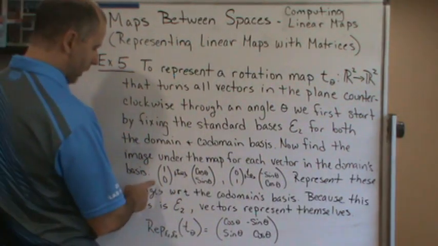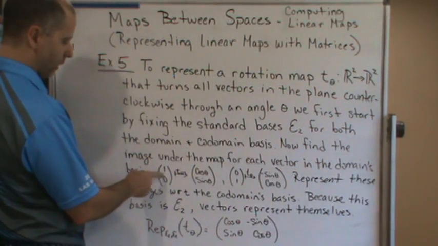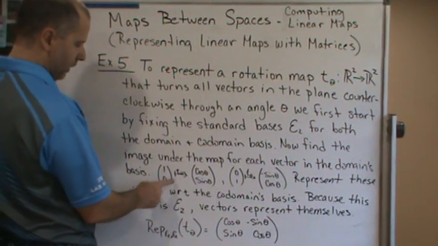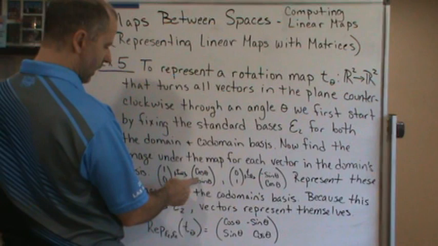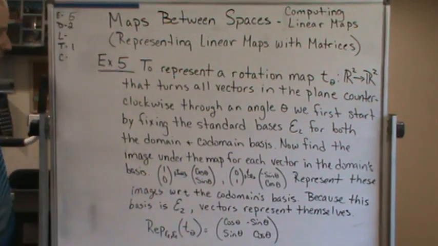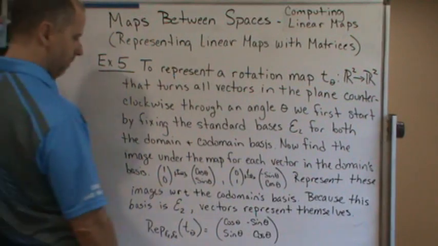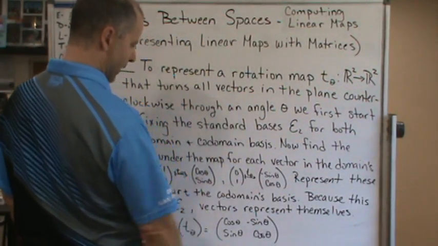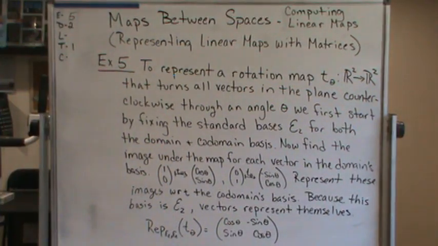Here's the one standard basis vector, 1, 0. That's going to give us cosine theta, sine theta. Then 0, 1 going through the mapping is going to give us negative sine theta, cosine theta.